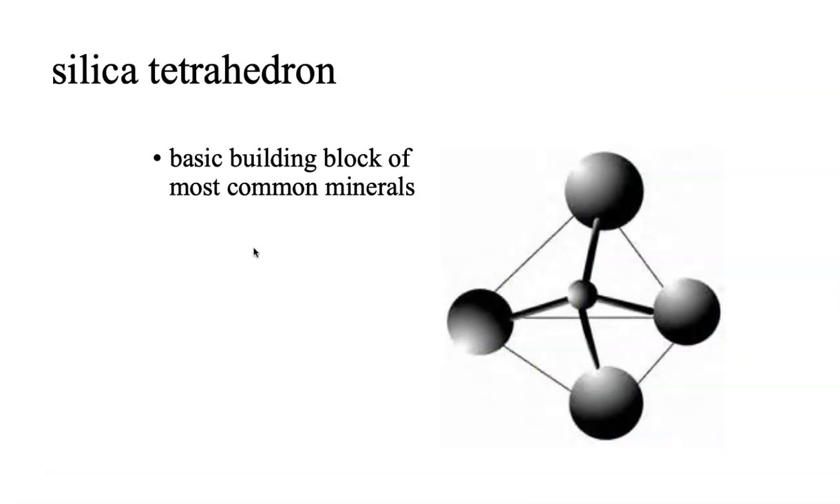The most common arrangement of atoms in all of these minerals is the silica tetrahedron. Tetra means four, hedron means shape. It's a fancy way of saying four-sided pyramid. There's a little silica ion, and these are oxygens.